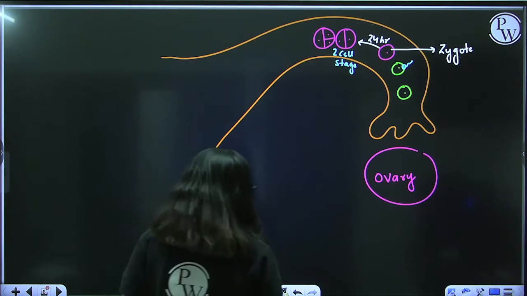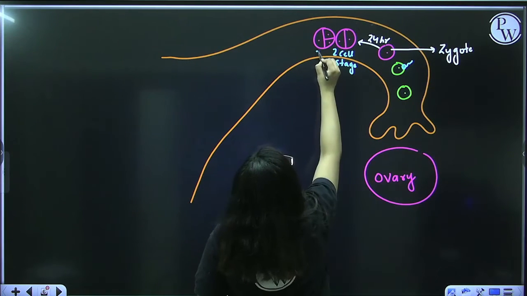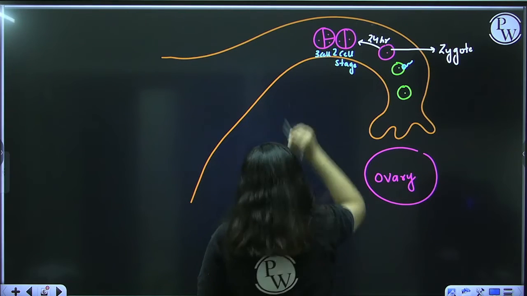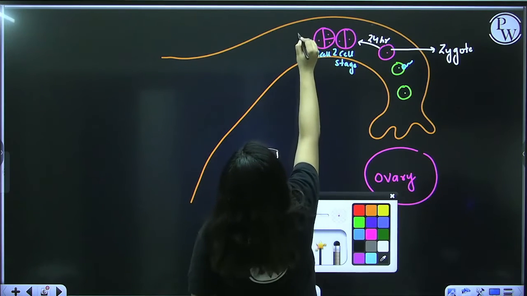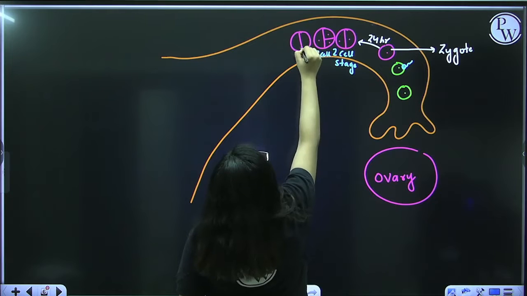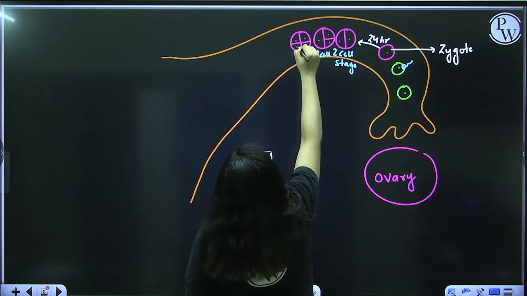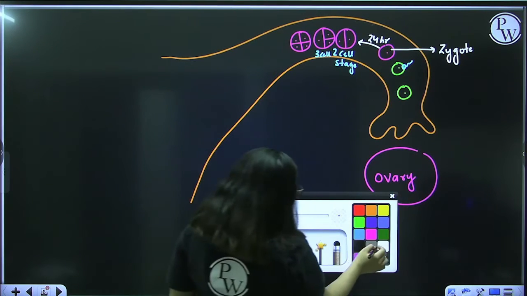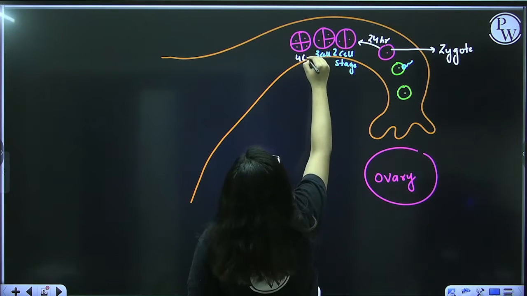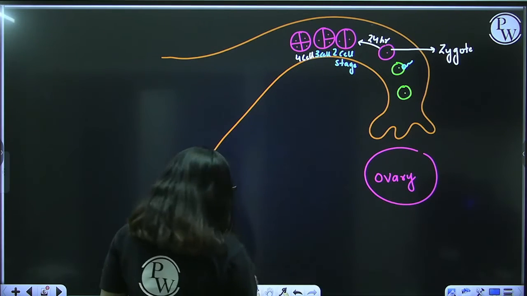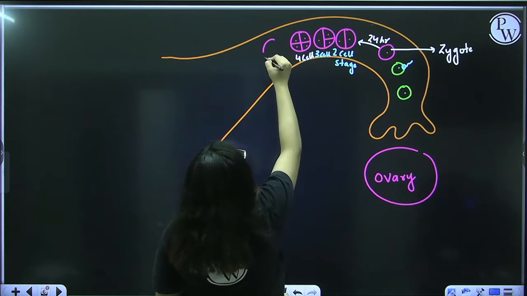Now the 3 cell stage has been formed. I am writing 3 cell here, right? After the 3 cell stage, immediately a 4 cell stage will be formed like this, right? After the 4 cell stage, 8 to 16 cell stages will be formed.